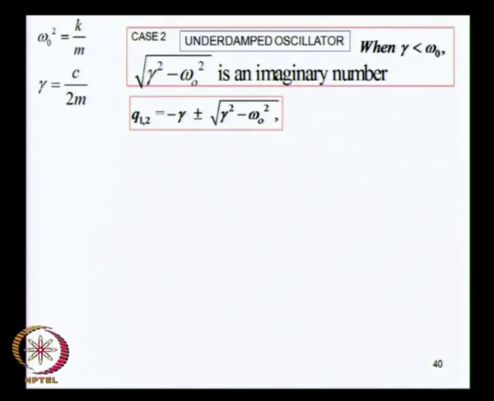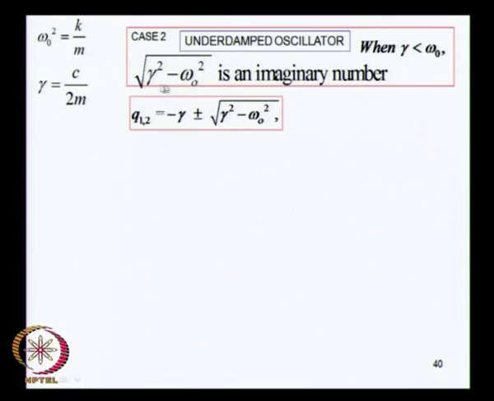Now, we will deal with the case when gamma is less than omega 0. These are the three possibilities that we agreed to discuss. Omega greater than omega 0 is when we get the overdamped oscillator. Now, we have gamma less than omega 0.